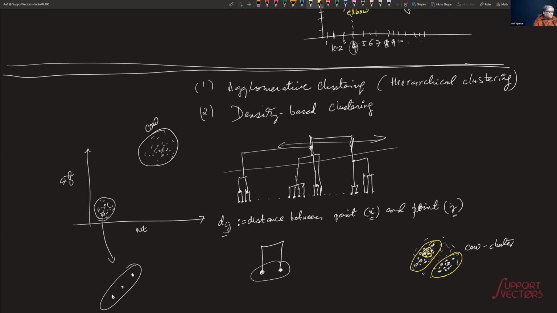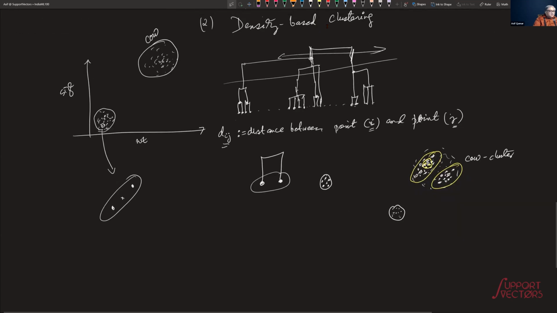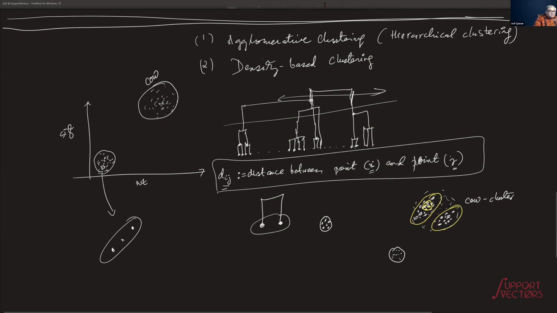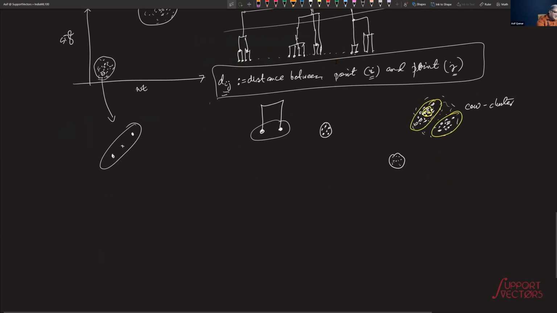Suppose I have two clusters. These 3 points are merged into one cluster. This point I merged into another cluster. Now I'm trying to compute the distance between these two. So how do I compute distance? We know how to compute distance between points, right? This distance dij is the distance between points. But how do you compute the distance between clusters? How?